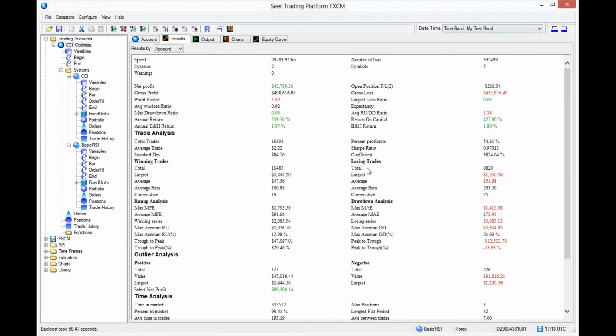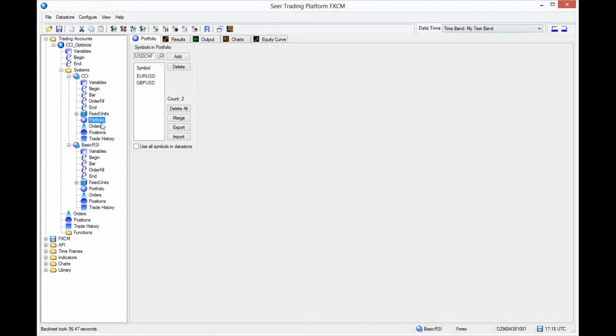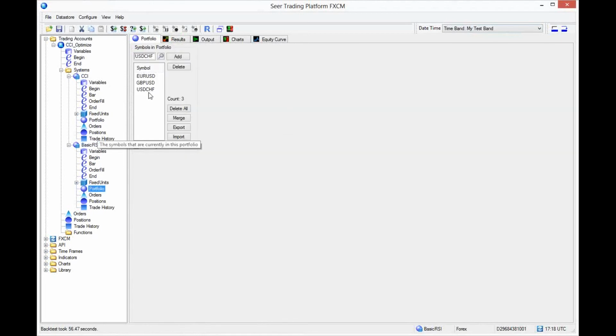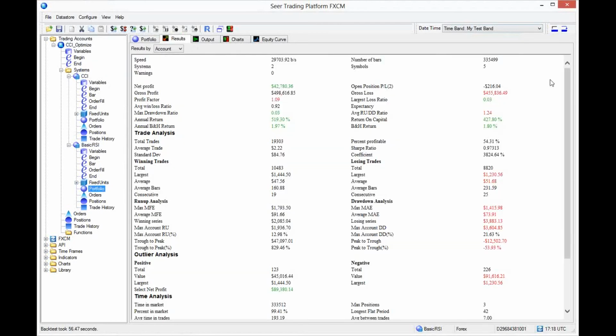Okay, so here we go. We've got some results. Now what Seer has done is it has backtested this commodity channel index system over a year using Euro USD and GBP USD, and the RSI system over about a year on Euro USD, GBP USD, and USD Swiss franc. And now we have some interesting results. We obviously have all the same results we've had before. Look at the annual return. The annual return is now 519% versus a drawdown of 53%.